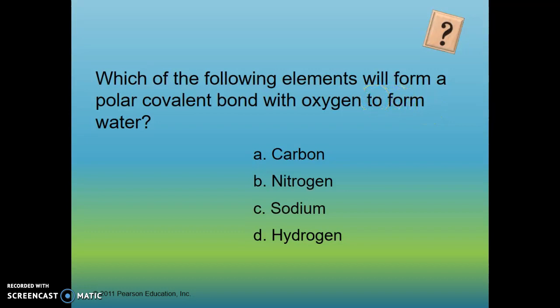Which of the following elements will form a polar covalent bond with oxygen to form water? Hydrogen.